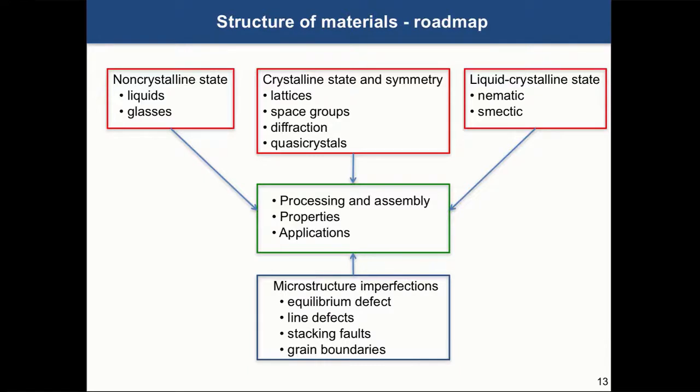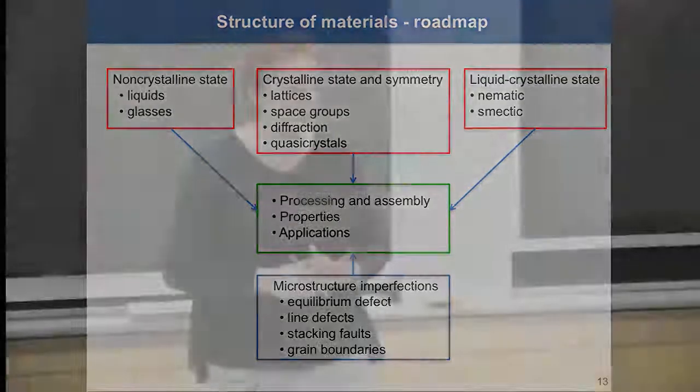Okay, if not, let me just remind you where we stand in terms of the roadmap in the structure part of this class. We basically covered non-crystalline material. We talked about crystalline material and symmetry. And the next thing that we will learn about is yet another class of materials that are called liquid crystalline materials. And when we finish this discussion, we will have one more lecture about that. We will start the discussion about defects in materials, okay?